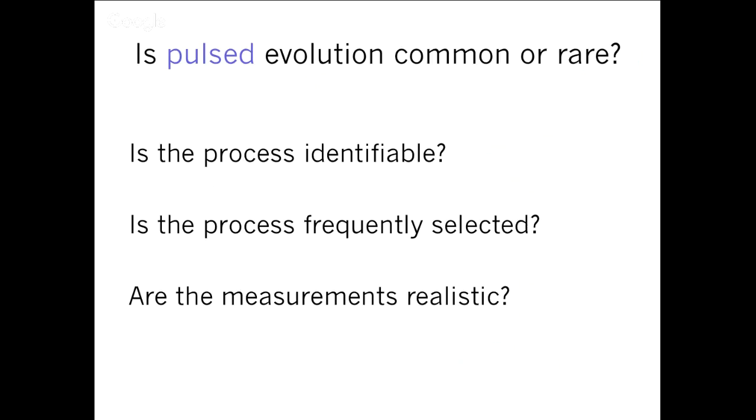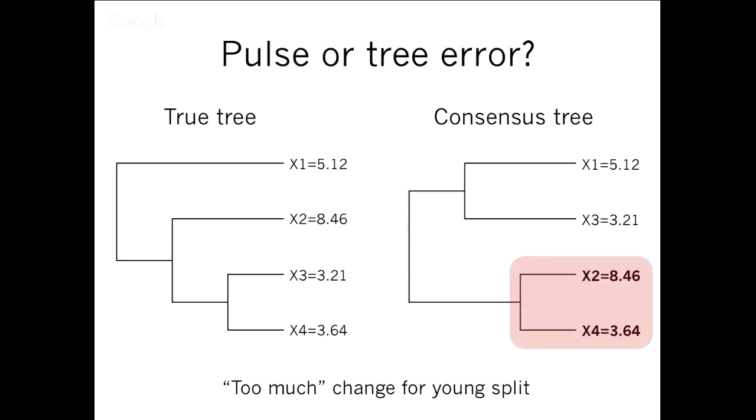So for the first point, is the process identifiable? To get at this question, we designed a simulation study. In our simulation study, we wanted to account for the fact that tree error, or phylogenetic estimation error, could potentially induce what would spuriously be identified as a pulse.